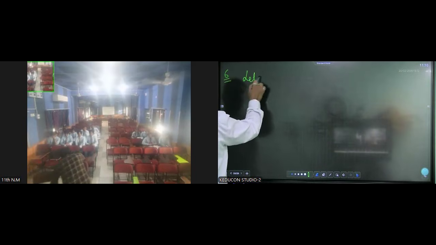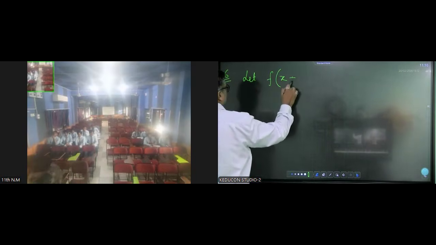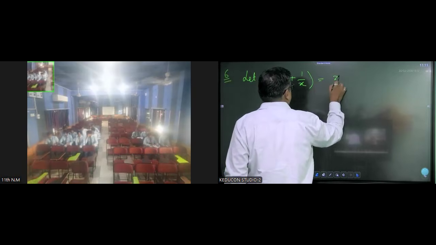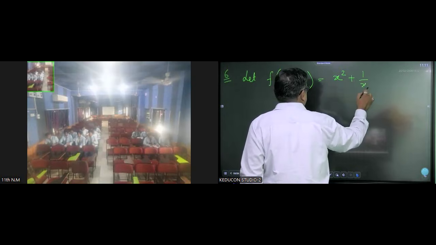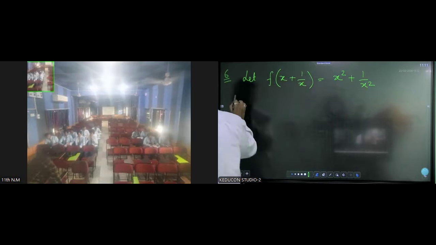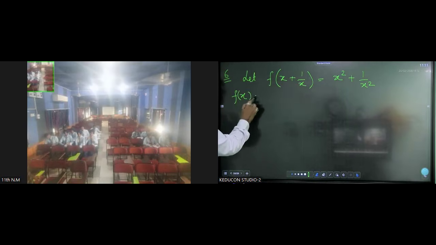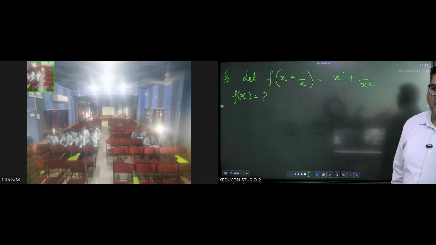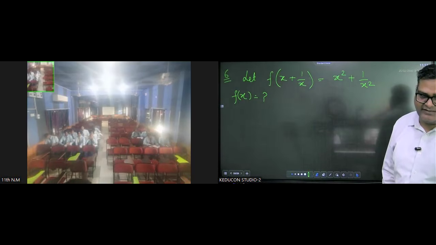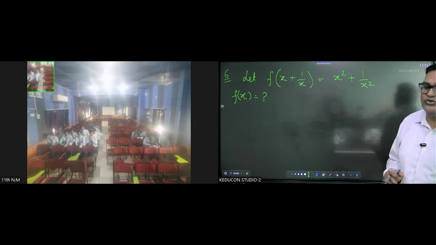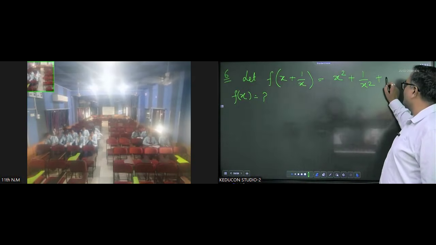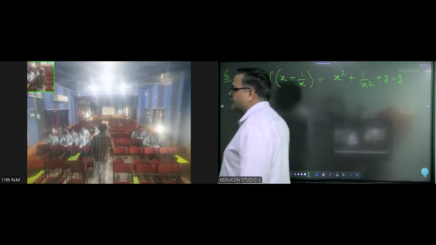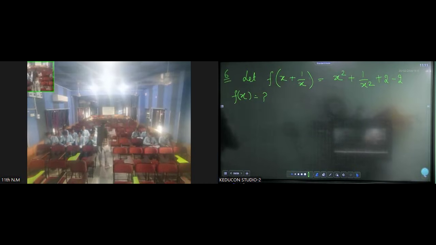Now the question is, let f of x plus 1 by x is equal to x square plus 1 by x square. Right? We have to find fx. How to find out fx? f of x plus 1 by x is given. Students, just understand how to do this. If I add 2 in this function and subtract 2, does it make any difference? Does it make any difference or not?